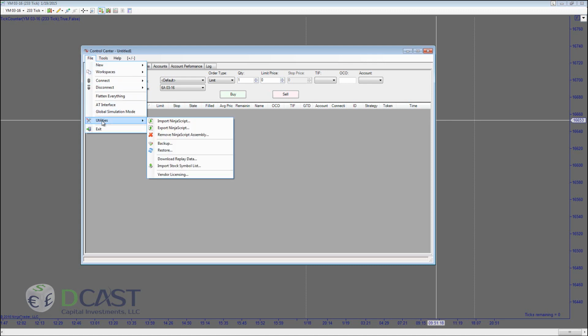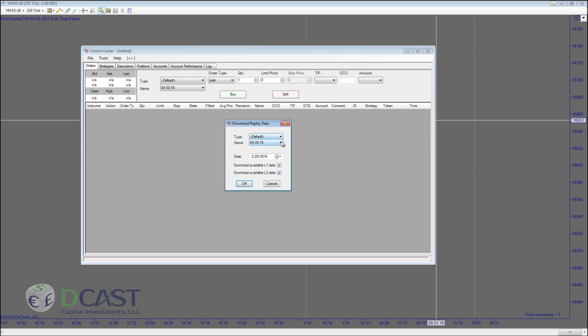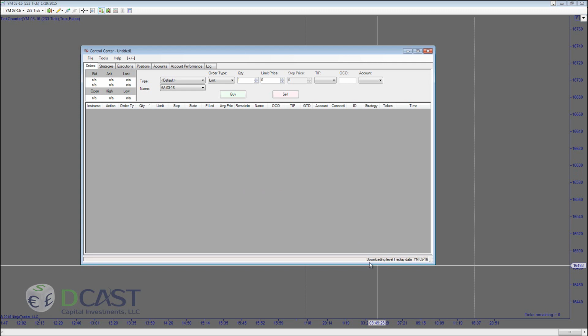Sometimes I have a little bit of problems getting it to work properly since I hardly ever do it, but we'll see what we can do here. Download market replay, and then we're going to select YM, and we're going to select the date. We'll pick a random date here, and then we're going to hit OK, and it's going to say downloading here. When it's done downloading, it will go away. I'm going to pause the video until it's done downloading all of the data.